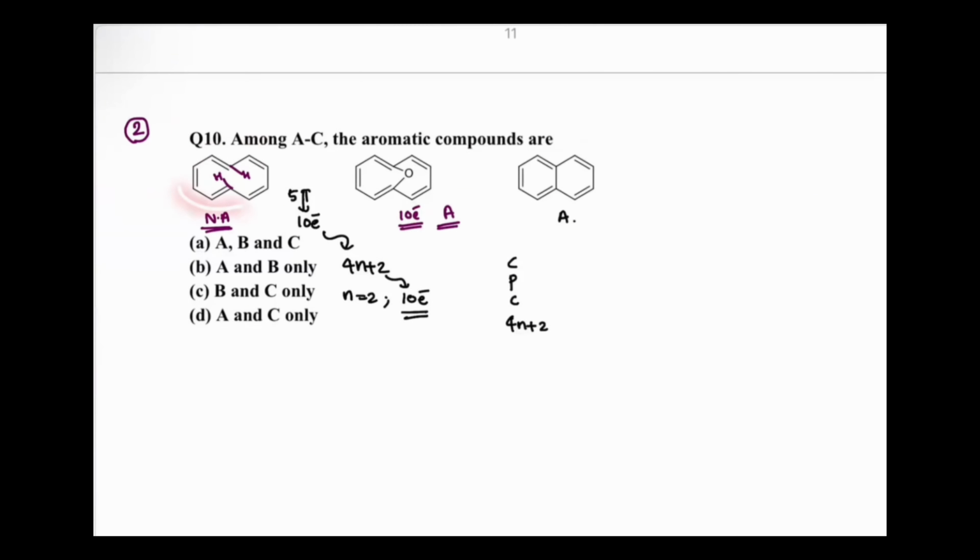So out of A, B, C, we got A is non-aromatic due to the presence of these 2 hydrogens, and B and C are aromatic. So the question is, the aromatic compounds among A to C are. So the answer will be B and C. So option C will be the correct answer. B and C are the only aromatic compounds among the given 3 compounds.